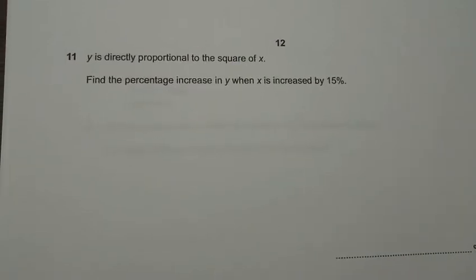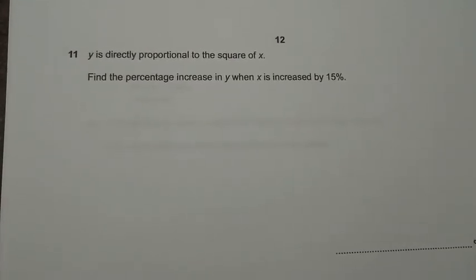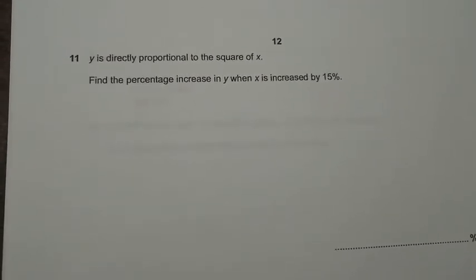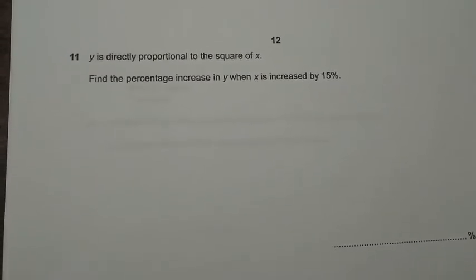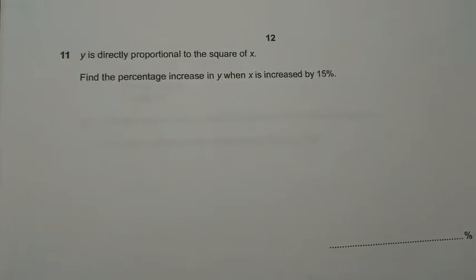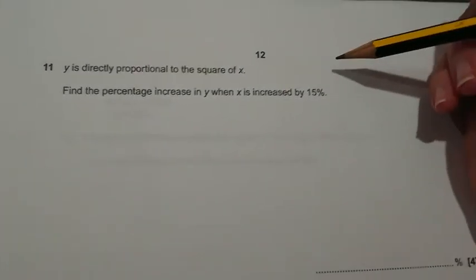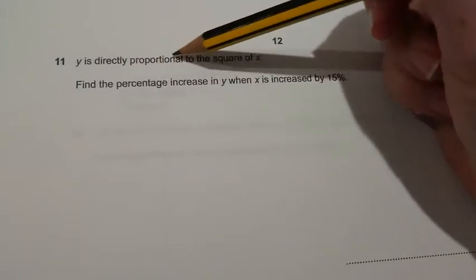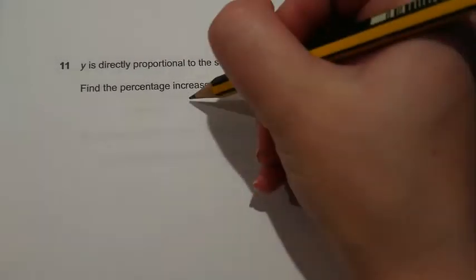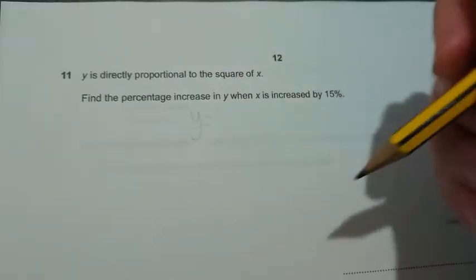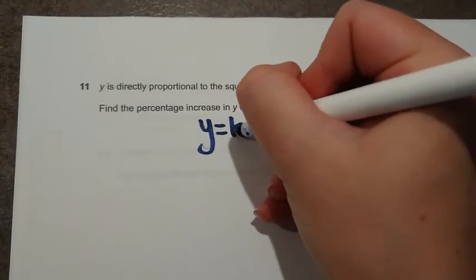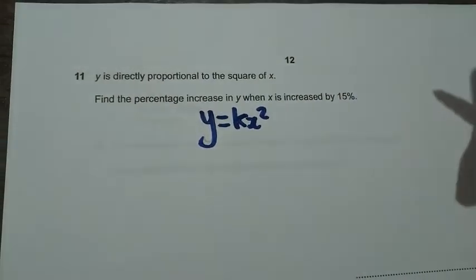So this video is going to go over questions 11 to 15. After the first question, the rest of these questions are actually quite nice and questions that you should be able to answer. This one is quite a horrible question, so we'll get this one done out the way first. So y is directly proportional to the square of x. That means that y equals k x squared.